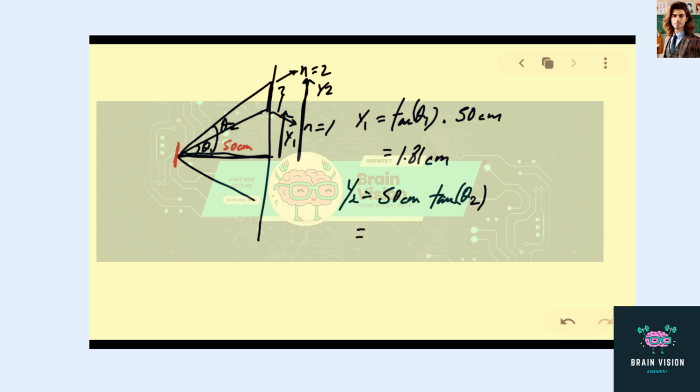Theta 2 equals 4.14, so this should give us approximately 0.5 centimeters. Therefore, the distance between them, which is just y2 minus y1, should give us about 1.81.